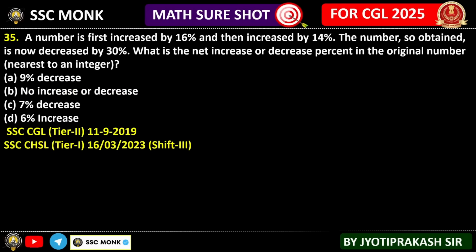Next, a number is first increased by 16%, then increased by 14%. The number so obtained is now decreased by 30%. What is the net change, decrease or increase? So 16% increase, then again 14% increase. So 30 plus 16 into 14 by 100, that can be written as 30 plus 224 by 100, that is equal to 32.24% increase. Now let's say the number becomes 132.24.